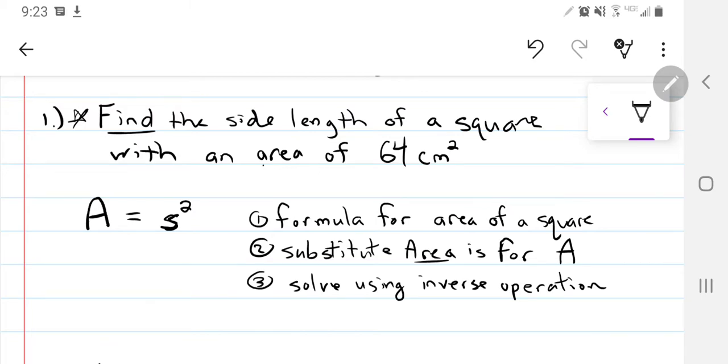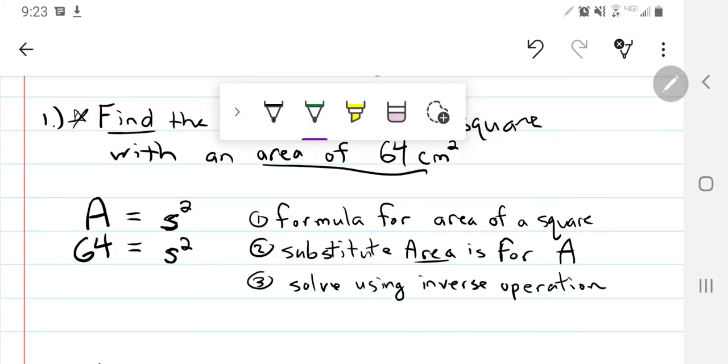So what's the area that they gave us? They gave us the area of 64, so we're going to take out the big capital A and replace it with 64, and just carry down here the s squared. Now, you could think, what number times itself is going to give us 64? Some of you might say 8 right off the bat. Well, that's great if you did. We're going to show a little more work to show the inverse operation, so we can isolate that variable.